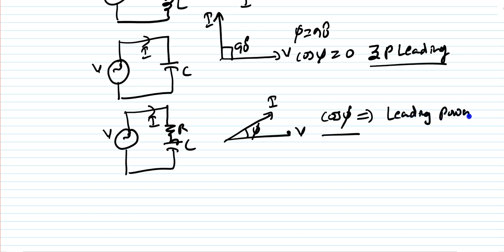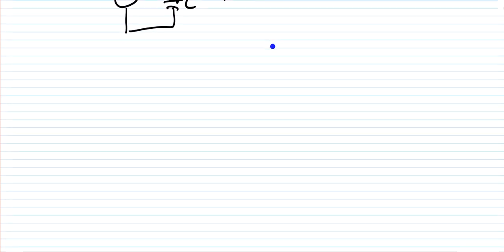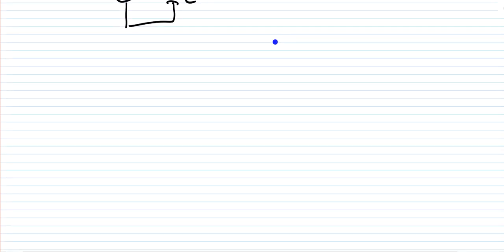Leading power factor, because my current is leading here, that's why it is a leading power factor. And the magnitude of the current always depends on the load. So which type of load you are connecting, according to that your current behavior is going to change. If it is a current leading, then it is a leading power factor. Like that, you can understand what is meant by a lagging power factor, leading power factor, unity power factor. So you can talk like that.